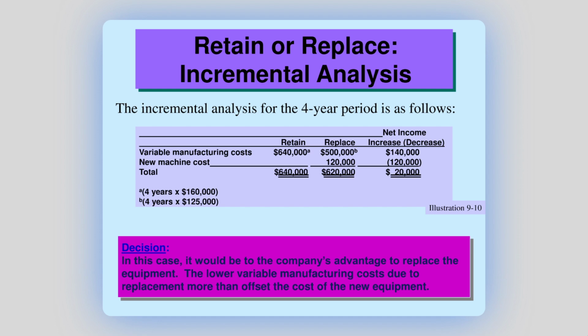So, how much, class, is the retain? 640. If I will replace, 620, of course, our goal is 620,000. Why? Because it is smaller. In this case, it would be to the company's advantage to replace the equipment. The lower variable manufacturing cost due to the replacement more than offsets the cost of the new equipment. Okay, so we are clear, ha?